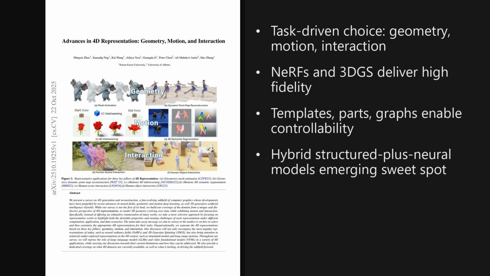Wrapping up, 2 takeaways stand out. Representation choice must follow the task, balancing fidelity, temporal consistency, editability, and compute. And hybrid schemes that pair structured control with neural residual detail are emerging as the sweet spot. The broader push is clear. Better data, cross-representation conversion, and physics and interaction-aware models, guided by large language and video foundation priors.